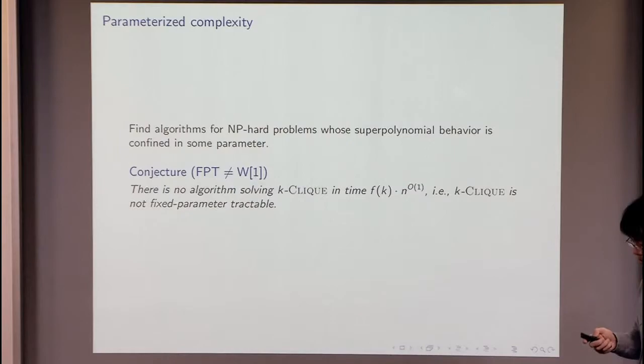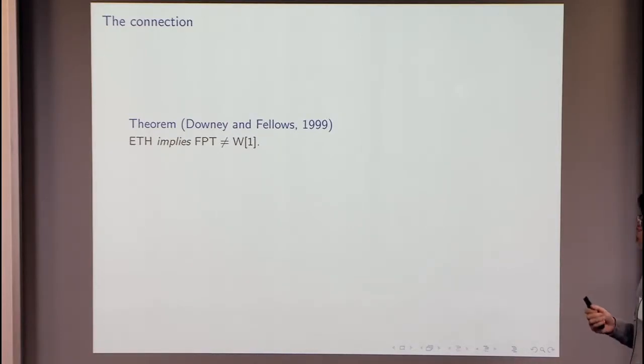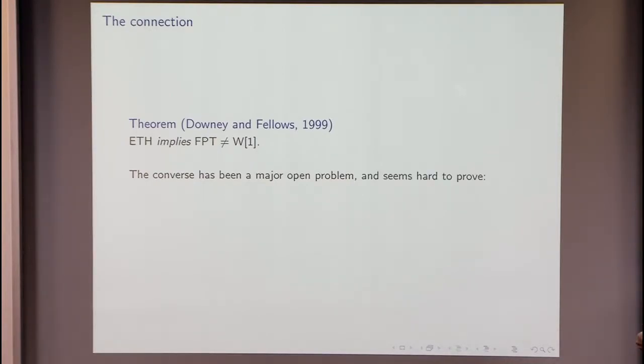But quite early, people realized there's a connection between these two areas. This result, proved by Downey and a fellow author, shows that the exponential time hypothesis in fact implies W[1] is different from FPT, or equivalently, there's no FPT algorithm solving clique. Okay, so this is the connection, and there was some effort to prove the converse, and in fact it was a major open problem. But perhaps now people realize this is extremely hard to prove.